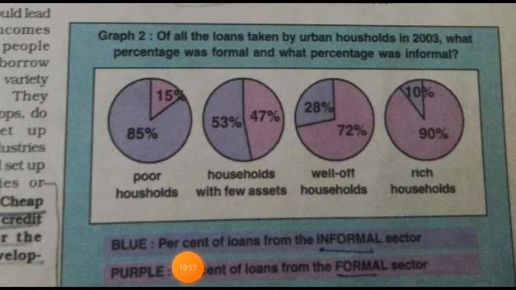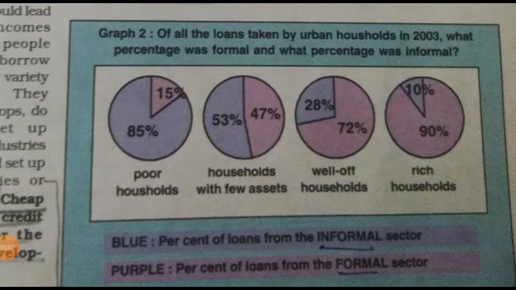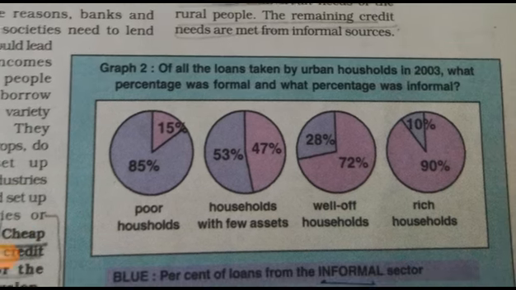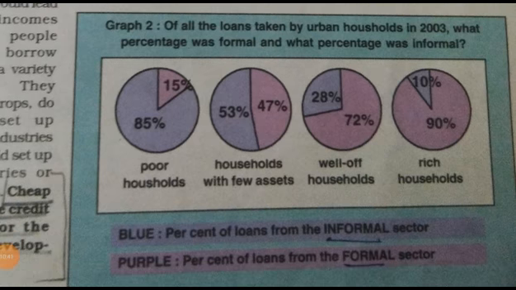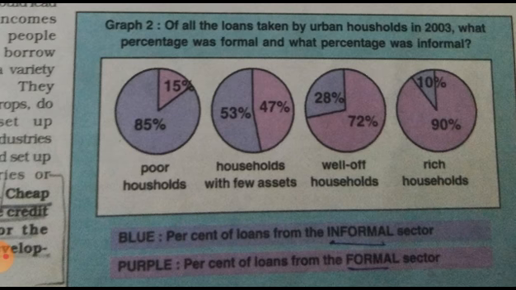formal source. And in the second, households with a few assets, those who have some assets or property, their ratio is 53 and 47. Means here 53% of people, those who have few assets, approach the informal sector, and 47% go to the formal. And in the third, that is 28% and 72%, that is well-off households.